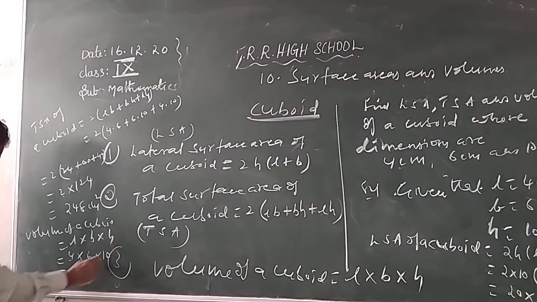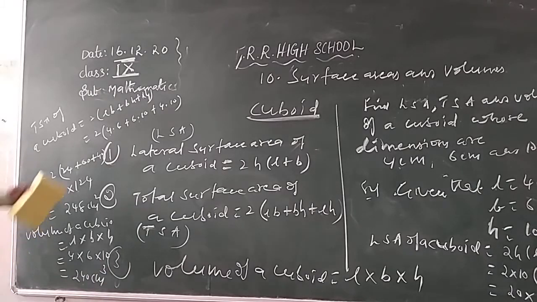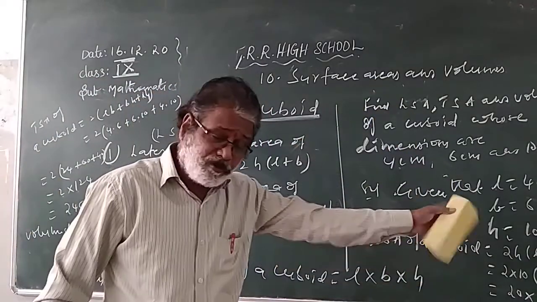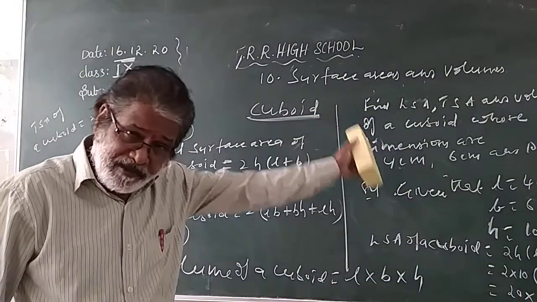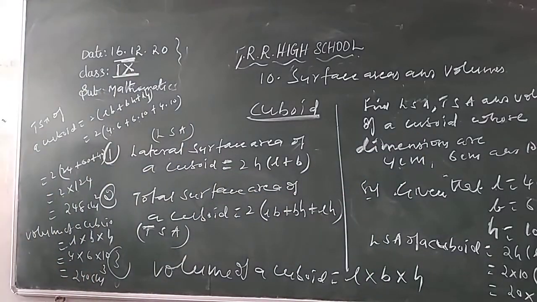4 6s are 24. 24 times 10 is 240. The volume is always expressed in cubic units, whereas area will be in square units. If the measurements are in centimeters, the area is in square centimeters. If the measurements are given in meters, square meters. The volume is cubic. 240 cubic centimeters. If it is given in meters, cubic meters.